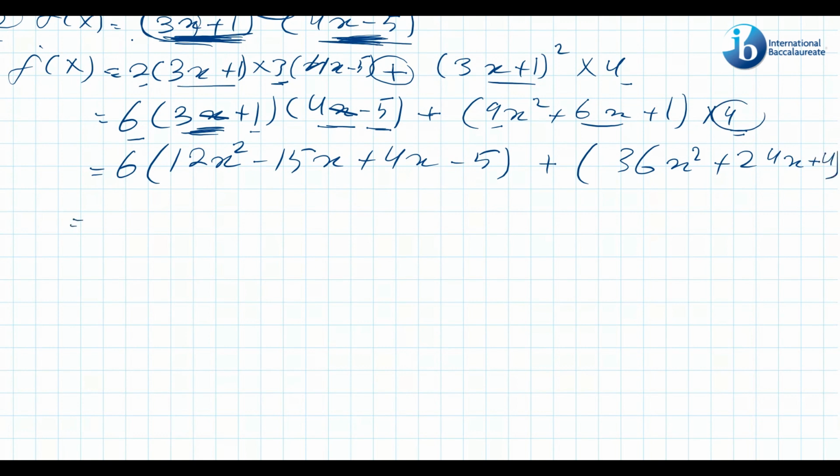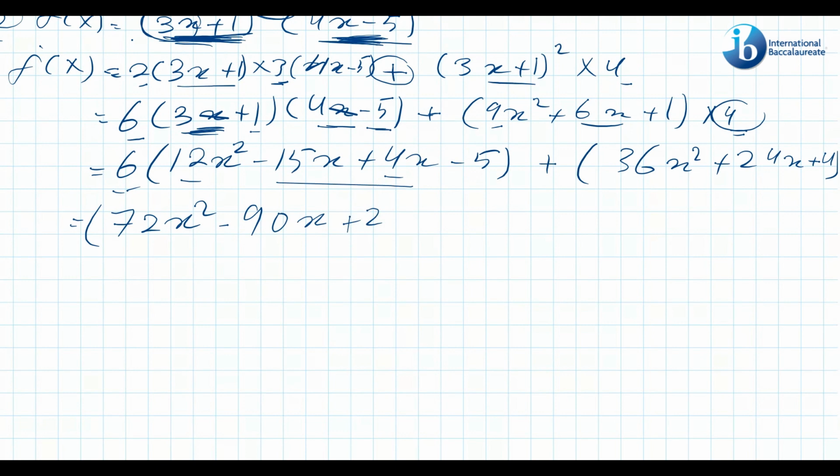Yes. Then 6 by 12 becomes what? Using your own calculator, 6 by 12 becomes, I think, 27. Oh, I'm sorry, 72. 72x squared, then 6 by negative 15 becomes negative 90x, and then 6 by 4 becomes 24x. And we can deal with this part directly, like negative 15x and 4x becomes negative 11, then it becomes negative 66, right?